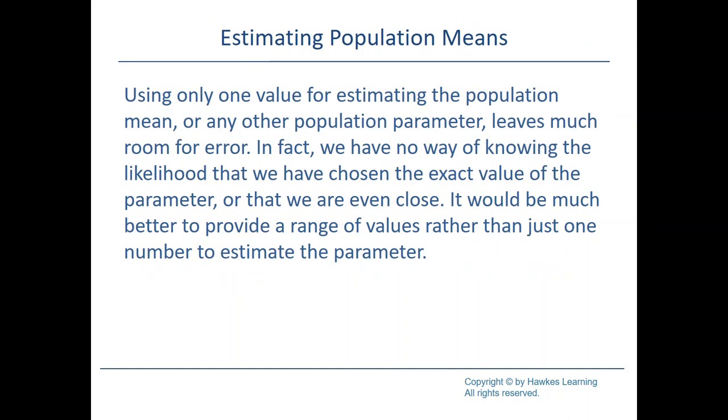Now, using only one value to estimate the population mean or any other population parameter leaves a bit of room for error if you think about it. There's no way of knowing the likelihood that we've chosen the exact value, but we've probably gotten close. So we're going to give ourselves a range: plus or minus, a bit of a margin of error.